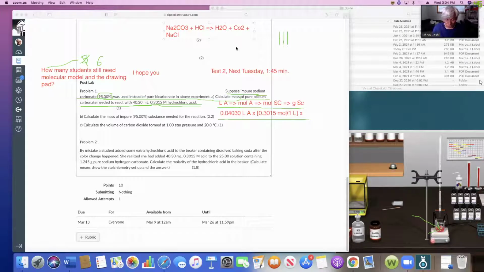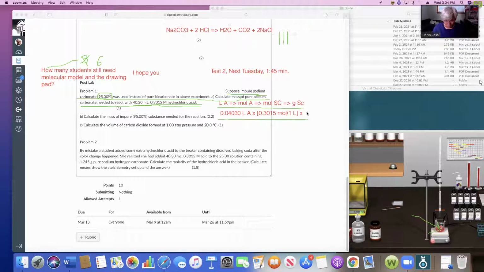Now balance the equation. And that's easy. Everybody is good about that. I need 2 HCl, of course, here, and 2 over here. That takes care of it. So now I have 1 to 2. 1 Na2CO3 equals 2 HCl. That's what I have. All right.